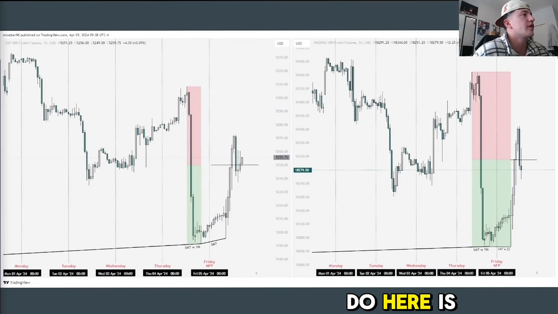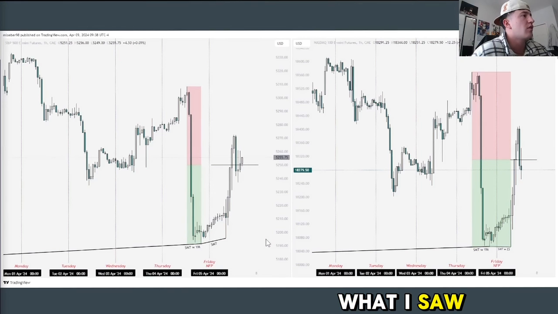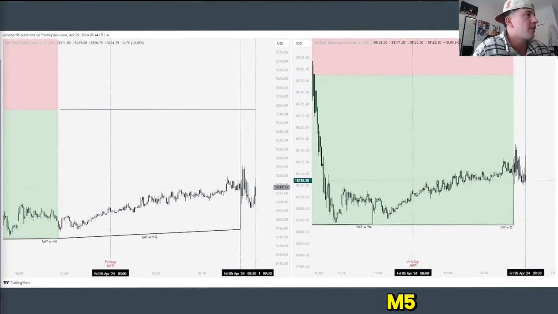And what we'll do here is we'll go from the hourly to the M5, and I want to walk you guys through exactly what I saw in my trade execution to go long on the S&P compared to the NASDAQ when price had the NFP data release and equities open. Here's the closer look on the M5, seeing how we have the SMT at the lows with NASDAQ, and we have the drop, the Judas swing that gave us from NFP, and then we have equities open.